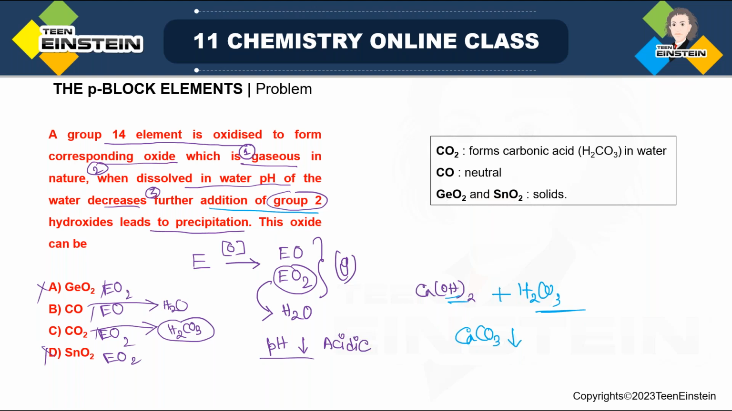So CO2 will form carbonic acid in water, and that is why pH is decreasing. CO is neutral, which means even if somehow you dissolve it in water, there will be no acidic solution formation. And these two are solids, so we can cancel A and D. So CO2 will be the correct option, carbon dioxide.